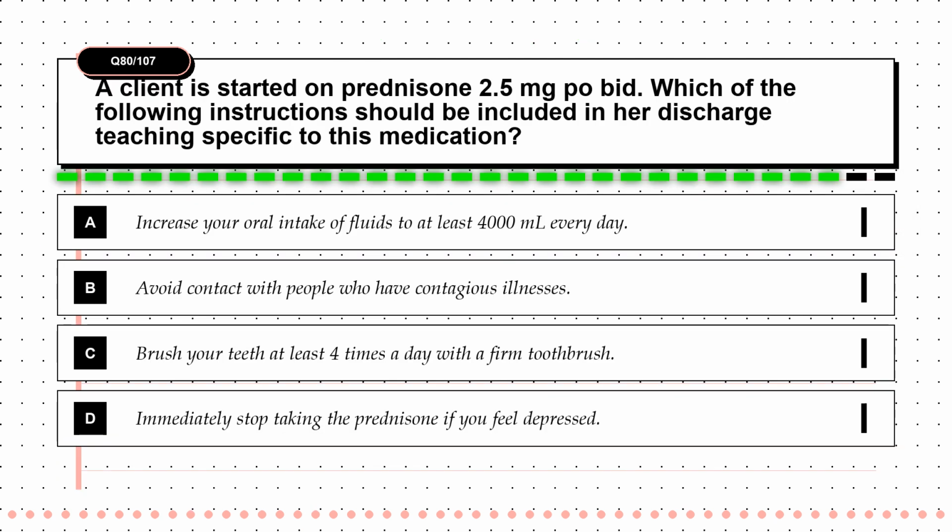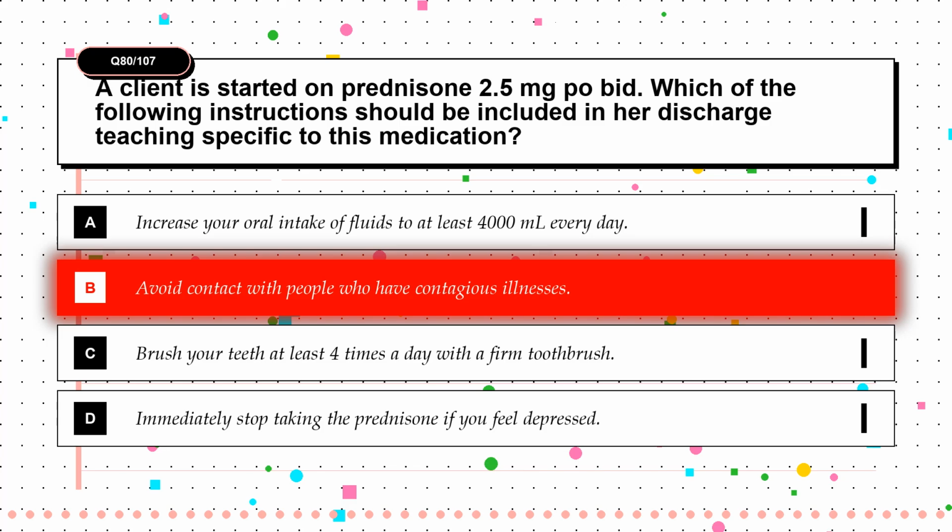Question 80. A client is started on prednisone 2.5 mg PO BID. Which of the following instructions should be included in her discharge teaching specific to this medication? Here are the options. Option A. Increase your oral intake of fluids to at least 4,000 mL every day. Option B. Avoid contact with people who have contagious illnesses. Option C. Brush your teeth at least 4 times a day with a firm toothbrush. Option D. Immediately stop taking the prednisone if you feel depressed.